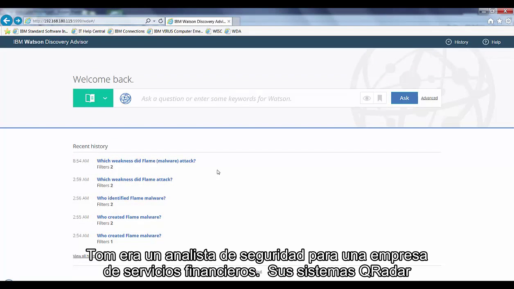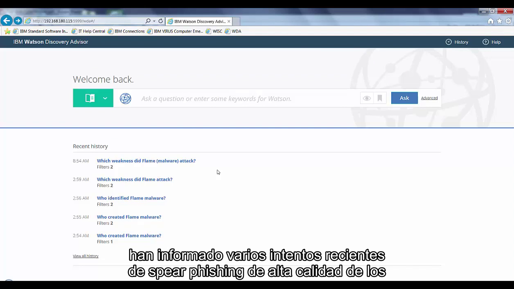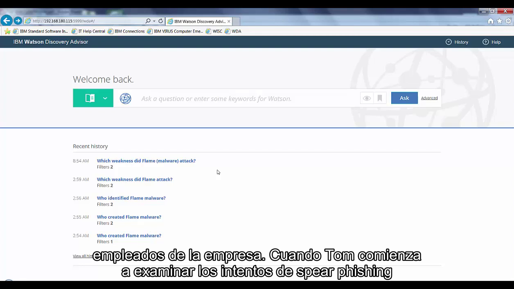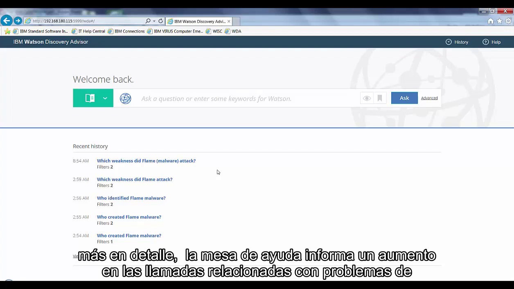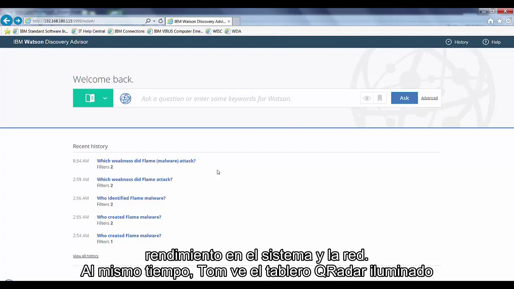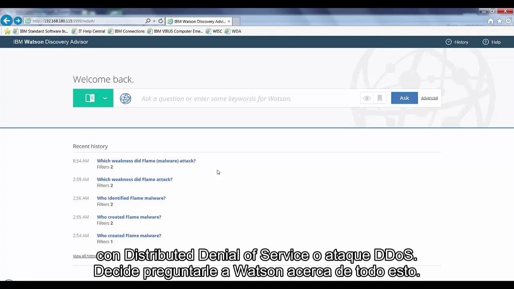Tom is a security analyst for a financial services firm. Their QRadar systems have reported several recent attempts at high-quality spear phishing of the firm's employees. As Tom begins to examine the spear phishing attempts more closely, the help desk reports an increase in calls relating to poor system and network performance. At the same time, Tom sees the QRadar dashboard lighting up with distributed denial of service, or DDoS, attacks.